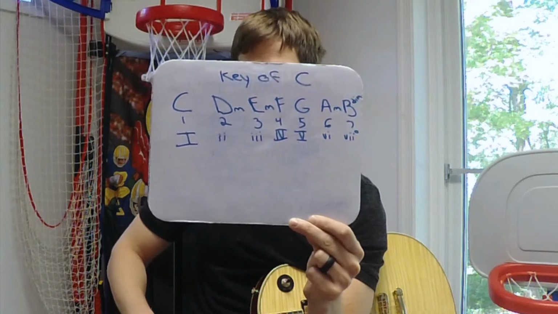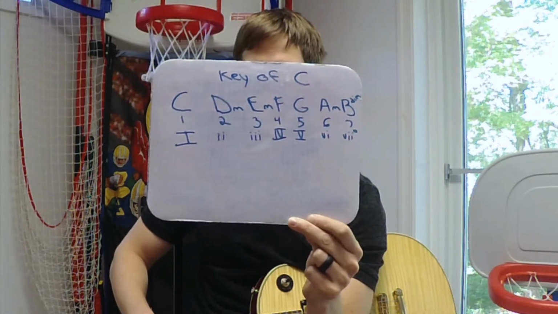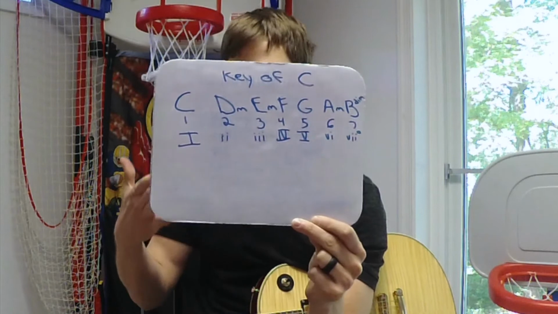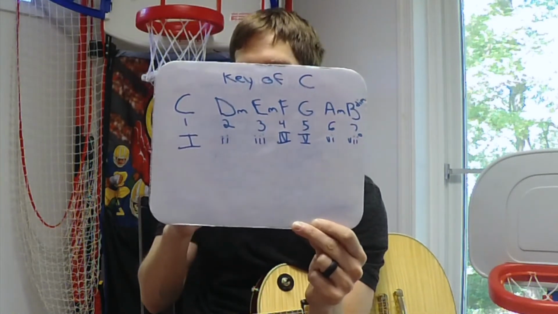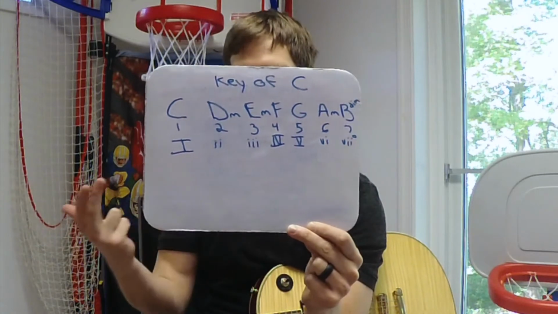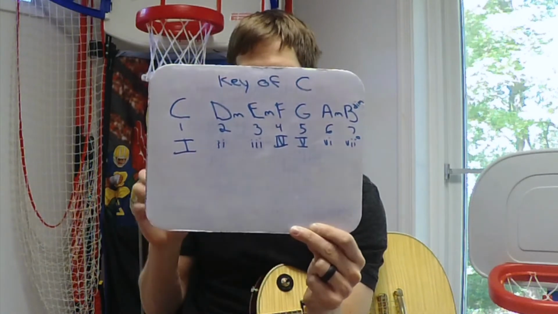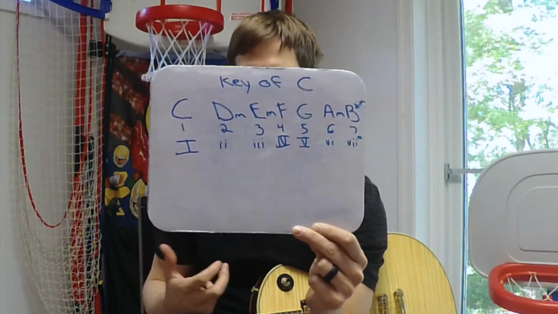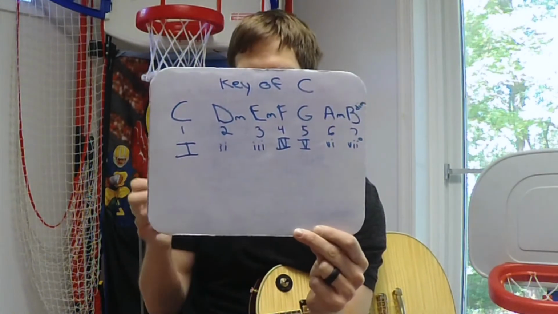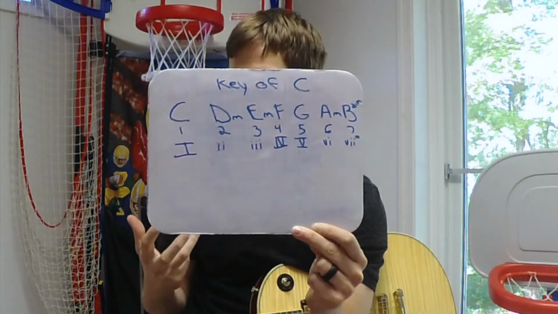And we put a number underneath each one. So 1, 2, 3, 4, 5, 6, 7. C was the 1, D was the 2, etc. right there. And then we put Roman numerals. Now if we look at it, we have uppercase Roman numerals and lowercase. The uppercase 1, 4, and 5 are the major chords in a major key. And that's for any key. If we had something like the key of D or key of E, those are always the major chords.